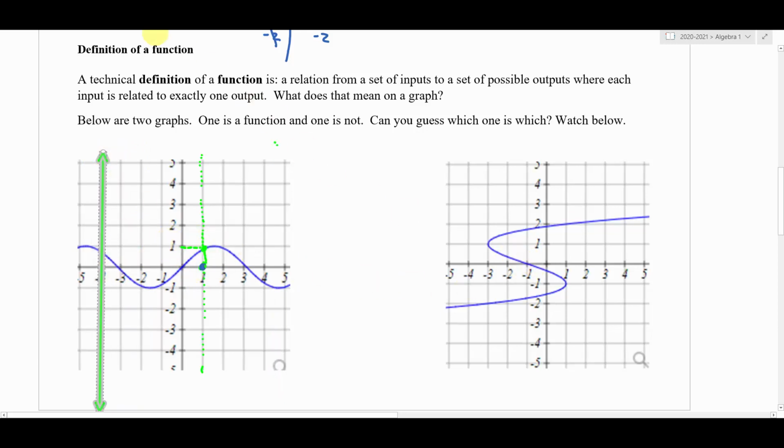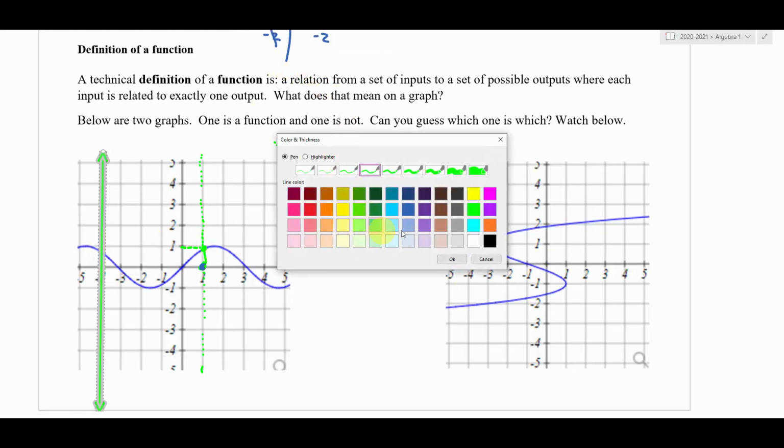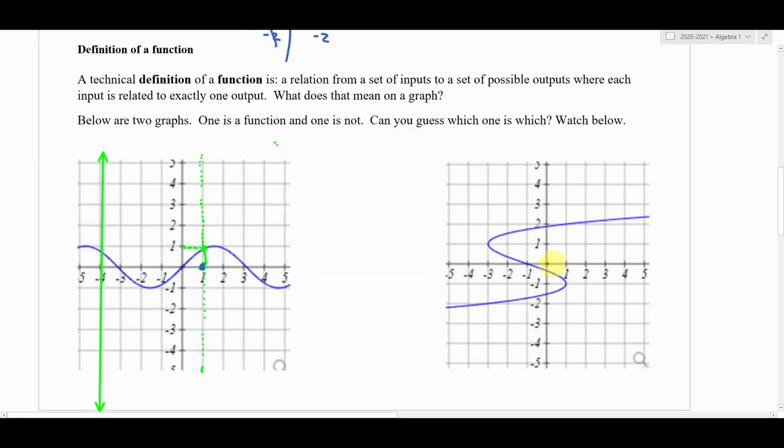Now let's talk about this function. This one is not a function, and I want to show you why it's not a function. So I'm going to come over here and pick -3 as my input. Okay, so -3 is my x value, it's my input, and I'm going to go up to where the function is here. I hit the function, and I trace it back to the y-axis. So when I put a -3 in, I get a 1 out.